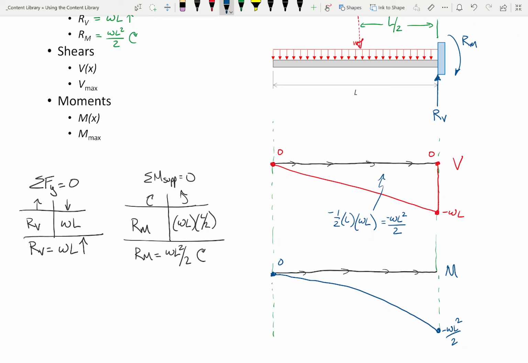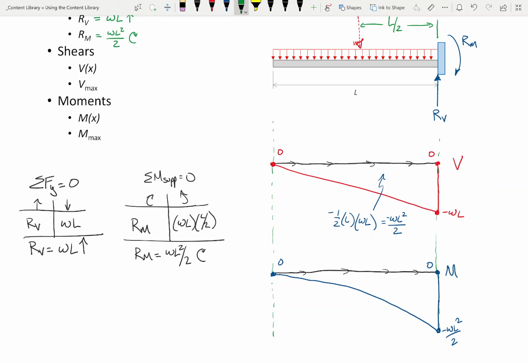And what happens here? The reaction moment brings it back to 0. A sudden jump upwards. Is it really that scary because it's symbolic? Hopefully not. Okay? Now, that doesn't help us. Well, I mean, it does help us a little bit. We still got a couple things we got to figure out.